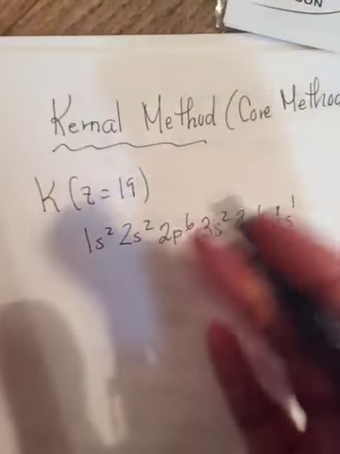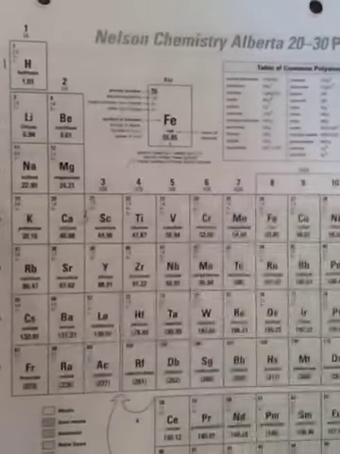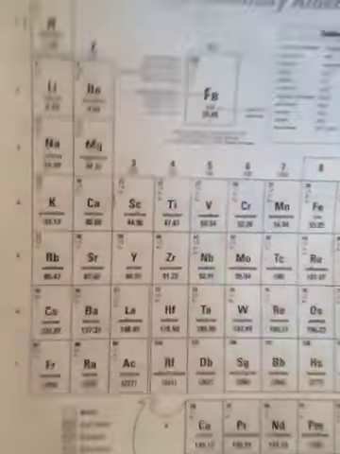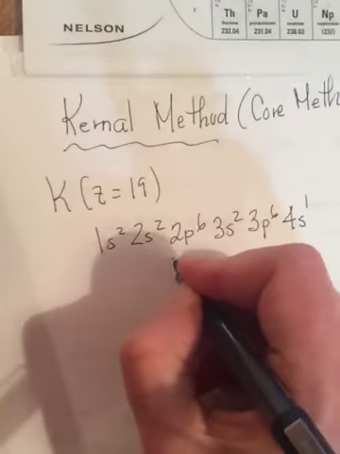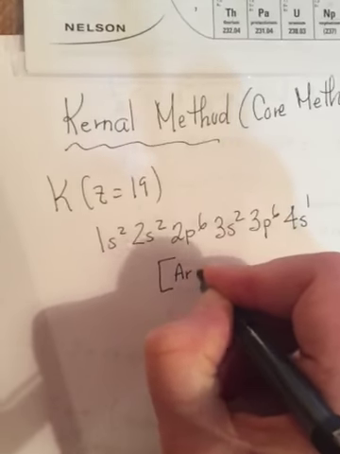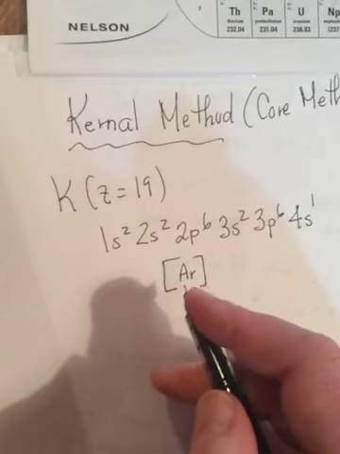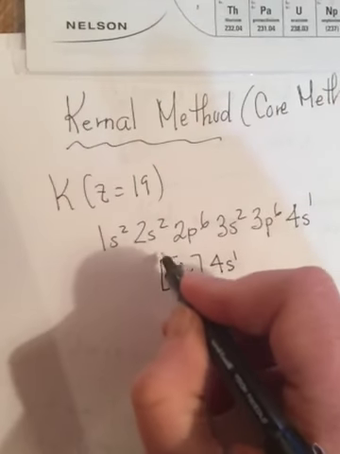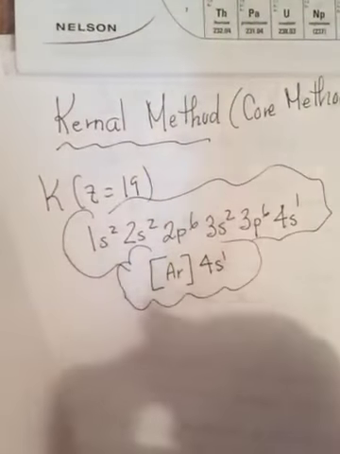But if I didn't want to write all of this out, I could use the Kernel Method. Like I said, when you're starting, I want you to write them all out until you get used to it. But for the Kernel Method, you go to the noble gas that precedes it. What's the noble gas that's before potassium, which is 19? It would be argon, which is 18. So you would write a square bracket, Ar, close the bracket, so that means it's the electron configuration for argon, and then you would write 4s1. And this is the Kernel Method for potassium, whereas this is the full written out one.